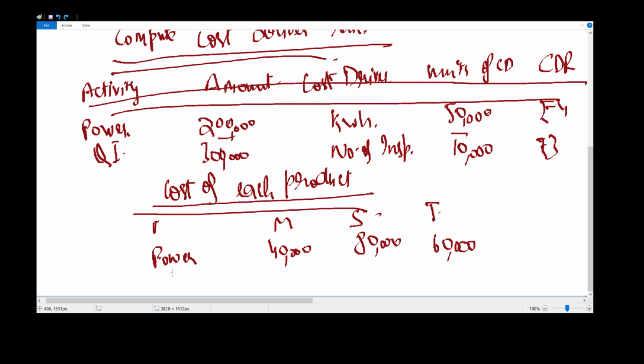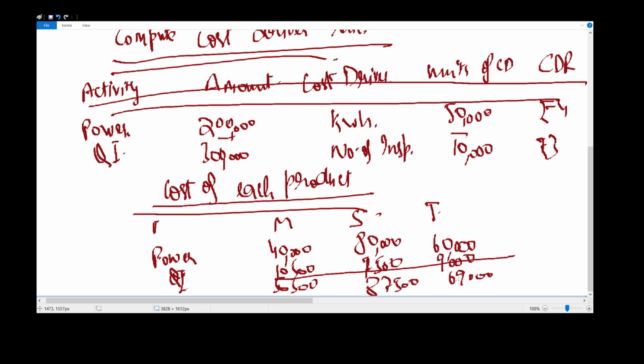The next is our quality inspection cost. Quality inspection cost is 3,500, 2,500, and 3,000. Total 10,500. Then here comes 7,500 and 9,000. It is 50,500, 87,500, and 69,000.